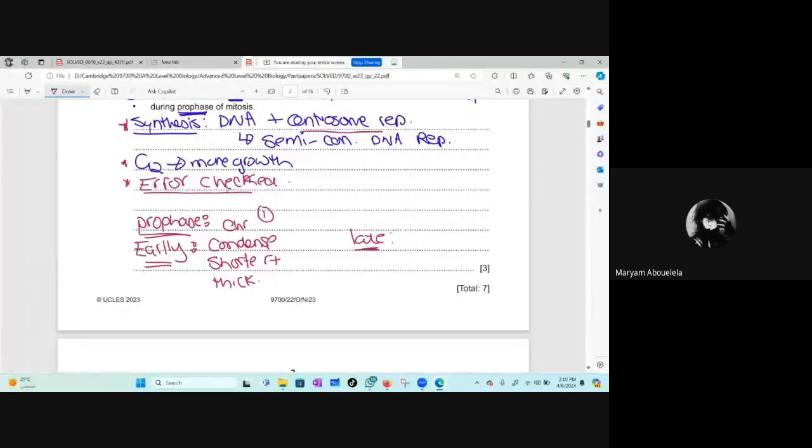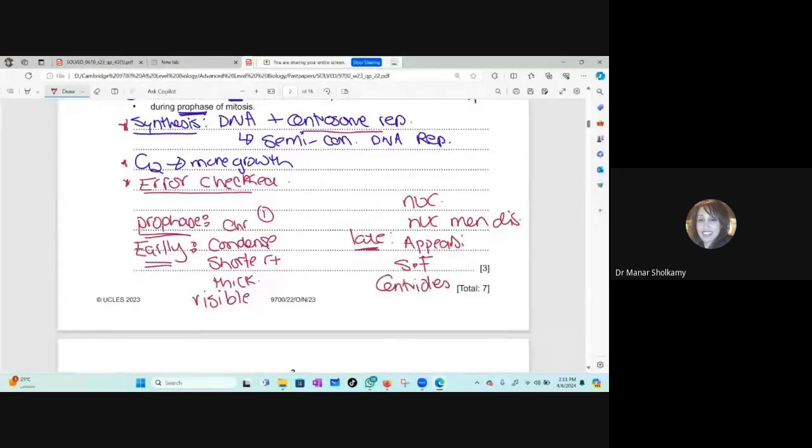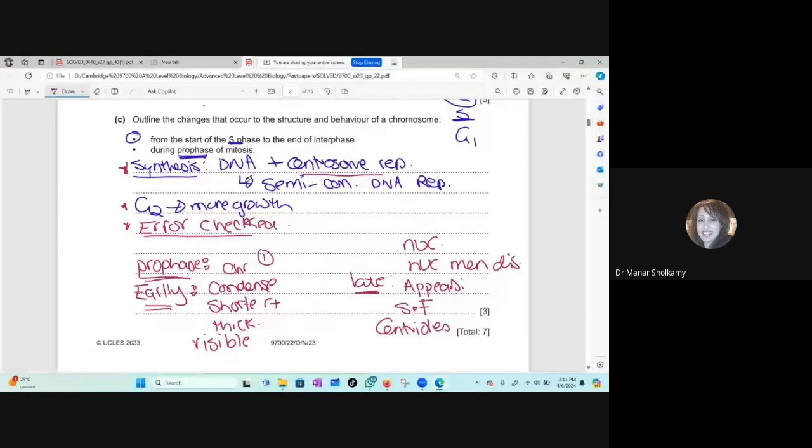The nucleolus and the nuclear membrane disappear. Very good. 2 things disappear. And what appears? The spindle fibers. Very good, the spindle fibers. And who produces the spindle fibers? The centrioles. Very good. The centrioles start moving to opposite poles of the cell, and they produce the spindle fibers, which hold the chromosomes at the centromere.